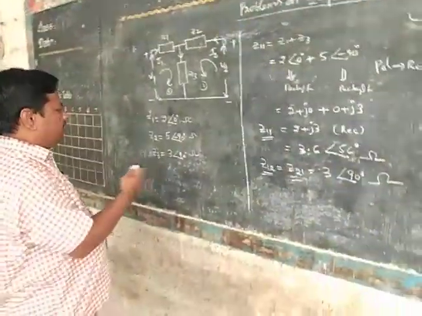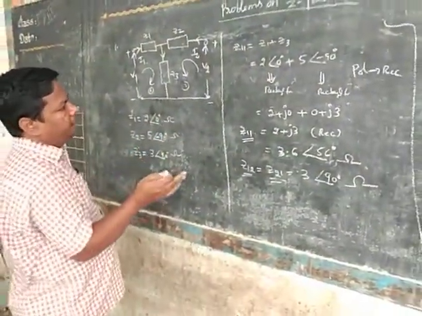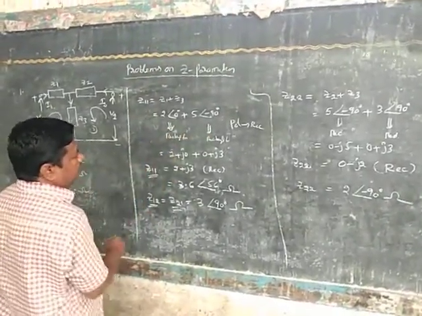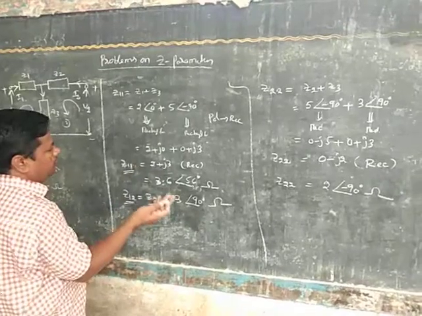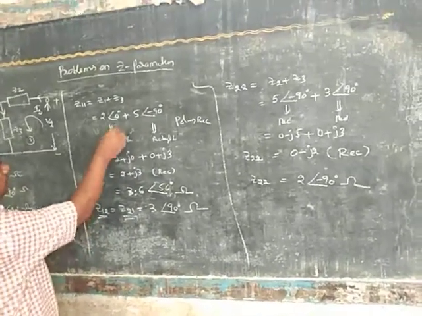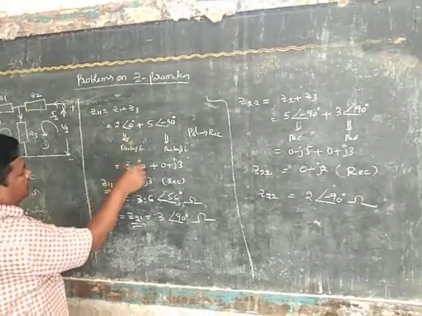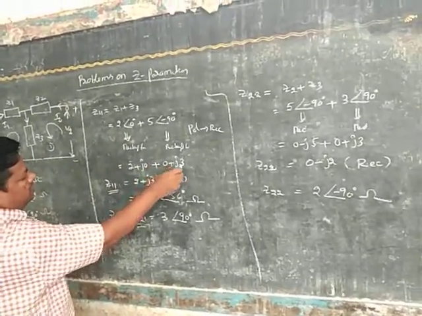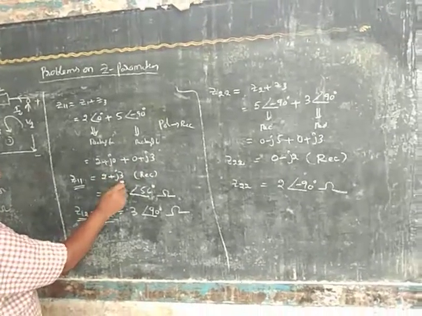Then based on the values, just simply add. In polar form you cannot directly add. Convert into rectangular form. You can observe in your calculator also there are direct key buttons. You can directly get the values from polar to rectangular. Then 2 plus J0 plus 0 plus J3, then 2 plus J3.